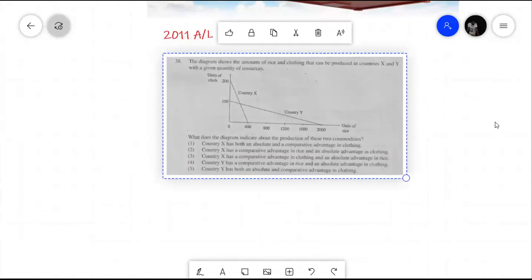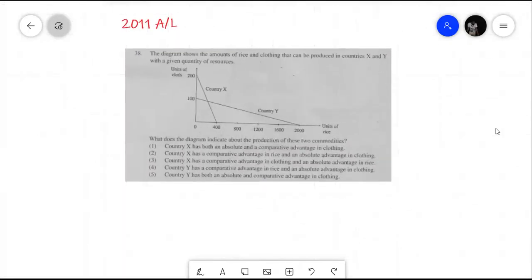So if they give you a question like this, they say that the diagram shows the amounts of rice and clothing that can be produced in countries X and Y with a given quantity of resources. What kind of data have they given in this question? Is it output data or input data? Have they given you the number of inputs or the number of outputs that the country can produce? Input is like the labor hours. Output is the number of units that they can produce. They've given you output data.